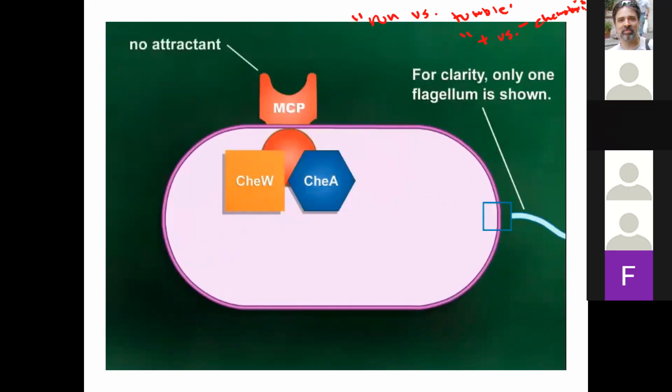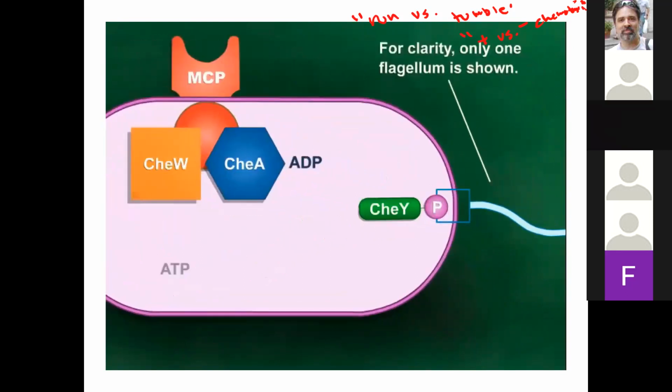Phosphorylated KA can donate its phosphate to the response protein KY. When KY is phosphorylated by KA, it moves to the flagellum. This causes the flagellum to rotate clockwise and tumble. Thus, a decrease in attractant promotes short runs and tumbling.